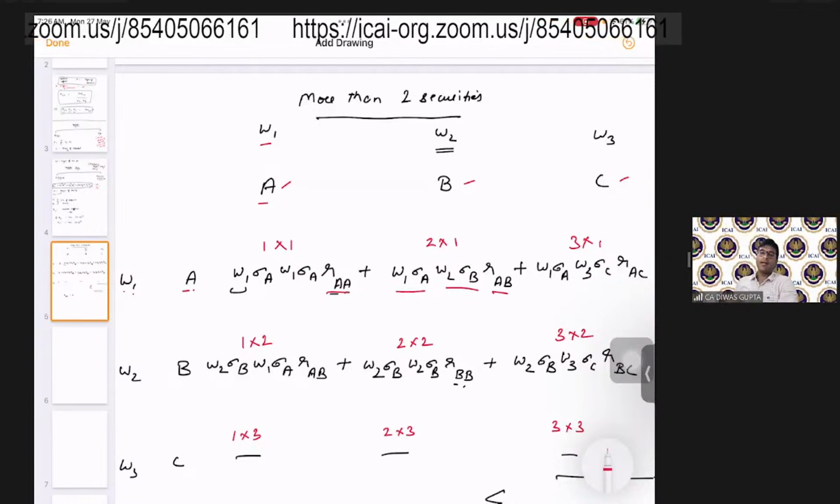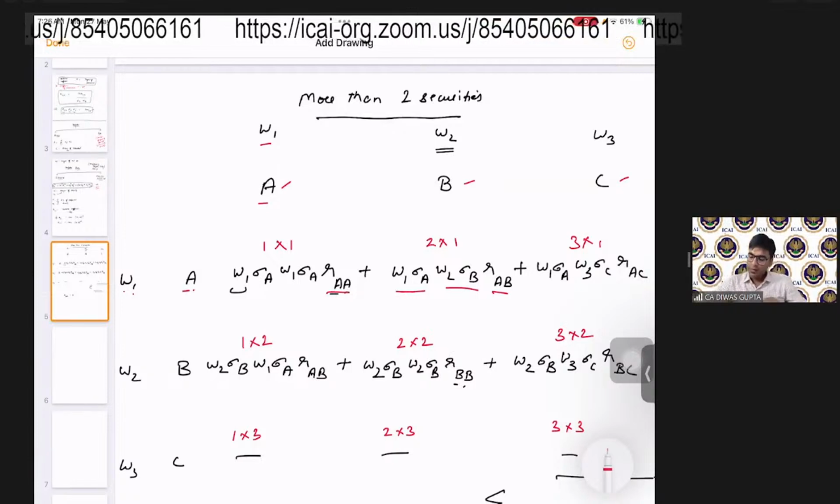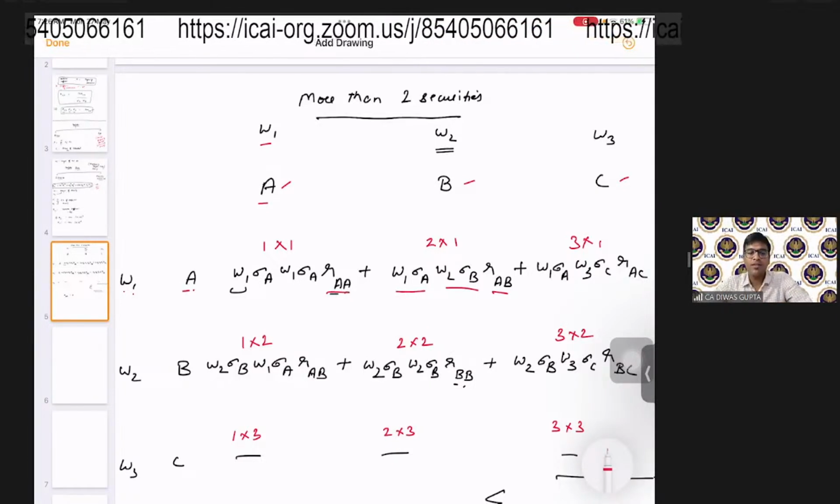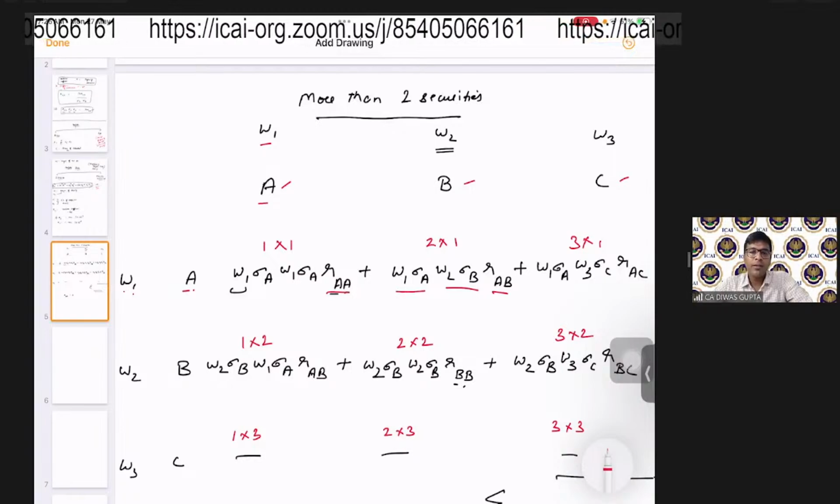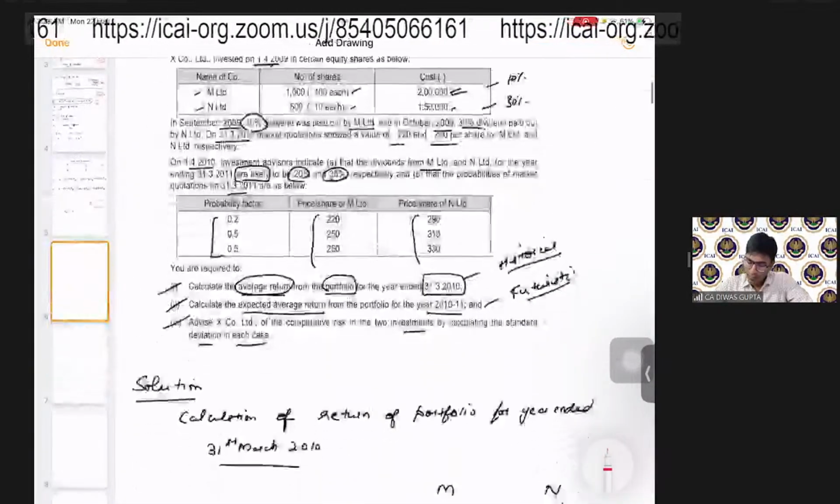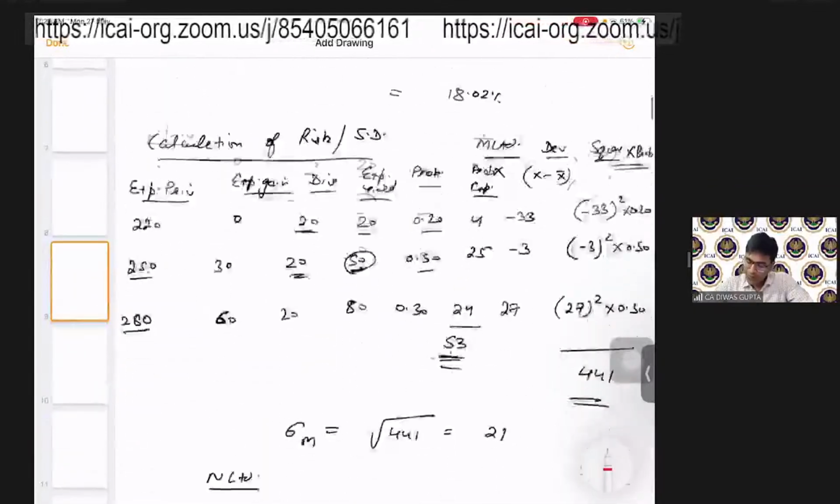Okay, students, let's move ahead. These are the cases for more than two securities. We have discussed specifically for three securities here. Now let's move ahead. We will come back to questions. Let's first cover up the concepts.